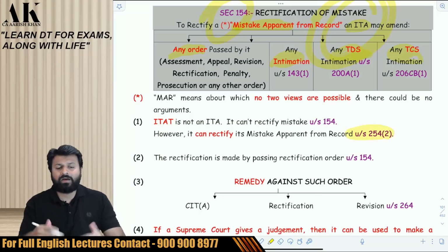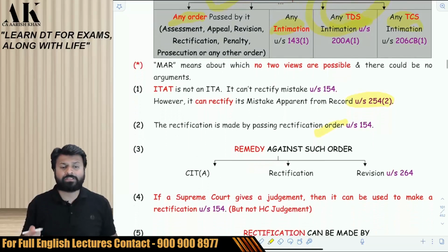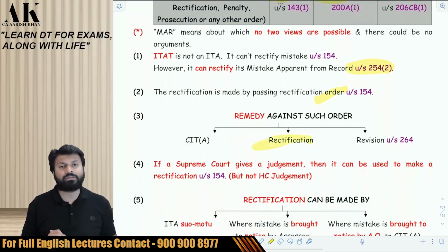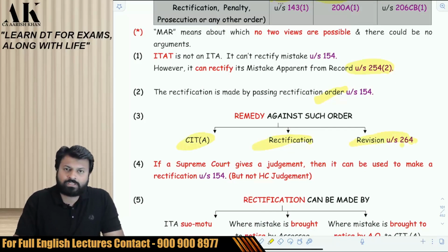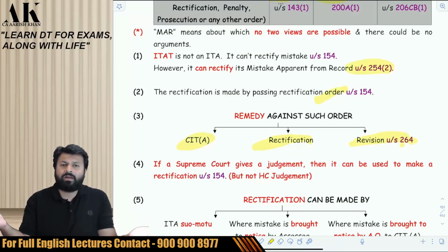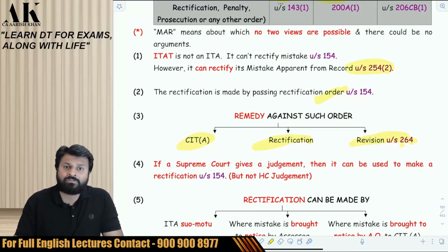Okay. Now, if you're not satisfied with the rectification order, what can you do? You can go for rectification again. You can go for an appeal to CIT appeal, or you can go for a revision under 264. The way you challenge an assessment order, the same way you can challenge a rectification order as well.